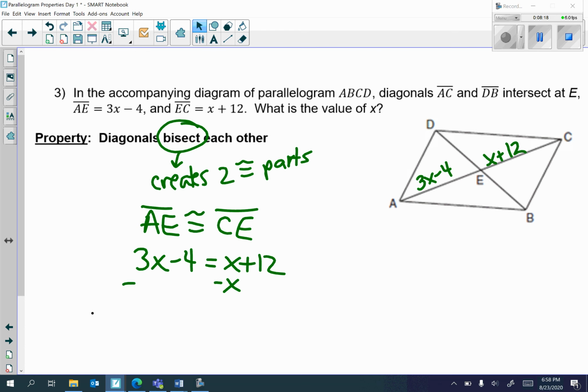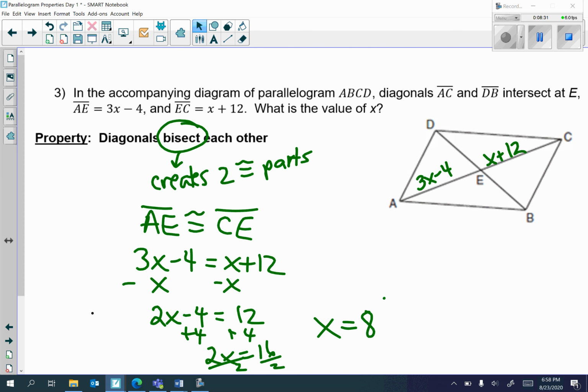So let's get all the variables on one side. 2x minus 4 is equal to 12. Add 4 on both sides. 2x is equal to 16. And then divide by 2. x is equal to 8. And notice this question is just asking for the value of x. We do not have to substitute back in. And always verify that and reread the question again.